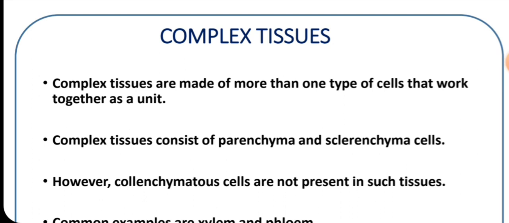Then what is complex tissue? Complex tissues have several types of cells, but all of them function together as a single unit. Even though they are several types of cells, they form the complex tissue and function together as a single unit. What are they? You are very familiar with that. They are nothing but xylem and phloem.